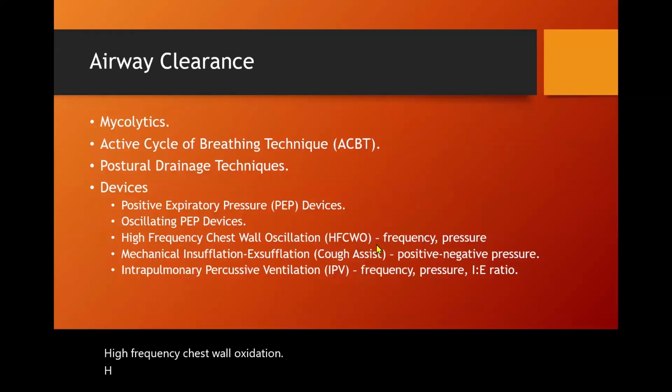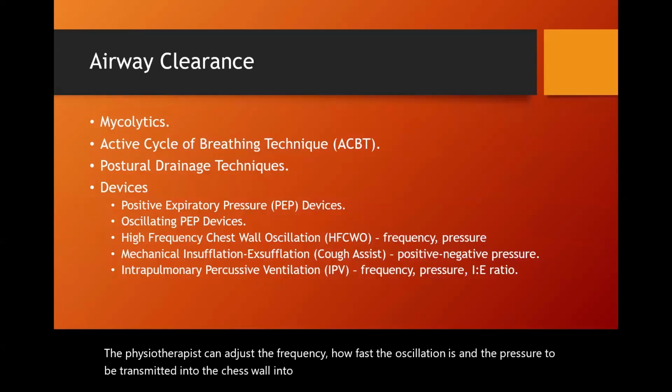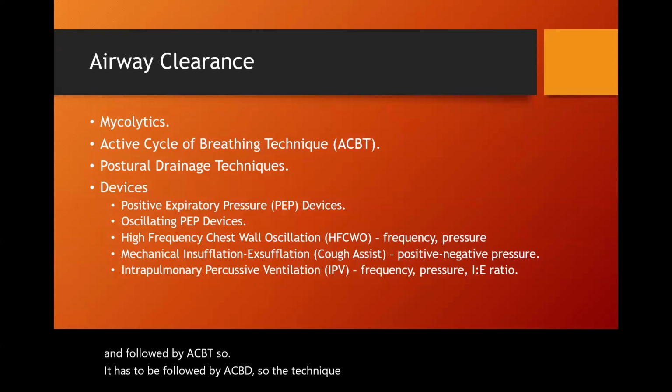So it's important. Now, the other equipment is the high frequency chest wall oscillation, HFCWO. So this one is a vest put on the person, let's say with bronchiectasis, and the physiotherapist can adjust the frequency, how fast the oscillation is, and the pressure to be transmitted into the chest wall, into the lungs. And that will sort of shake up the secretions and it has to be followed up by ACBT. So the technique of ACBT is very important.